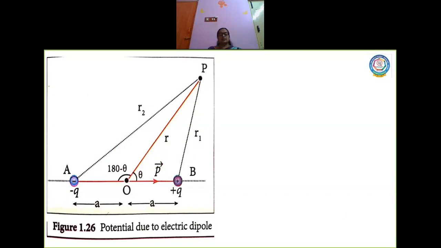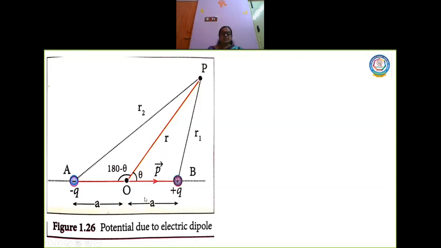This is the diagram which gives the equation for the electric potential due to an electric dipole. Look at this diagram carefully, children. There are two charges kept at A and B. This is a dipole. One is minus Q, the other is plus Q, and the distance of separation between them is 2A, and O is the midpoint of the dipole. So the distance OA is A and OB is A.